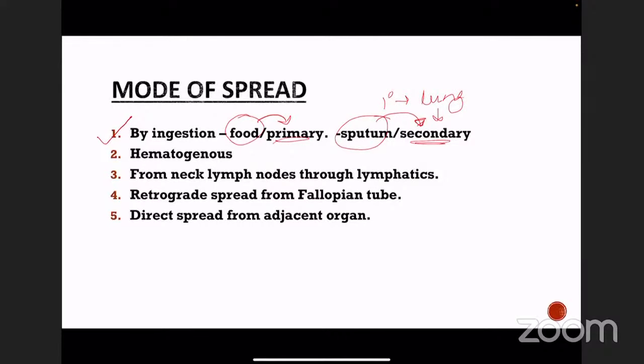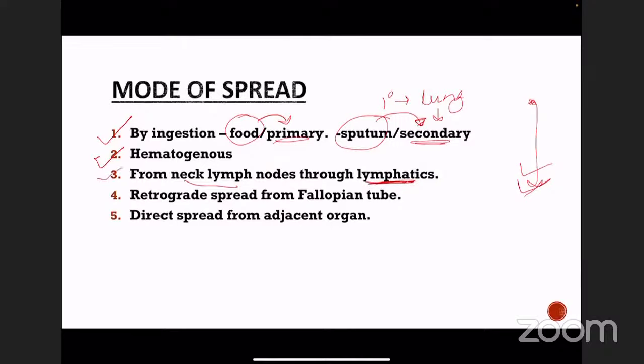The other is the hematogenous route. As I have said before, this M. tuberculosis goes from the lung to the abdominal organs, viscera, through the hematogenous route. So that was the second type. Another is the neck lymph node. As I have shown in previous slides, there is some infection in the neck and it goes through the lymphatics to the mesenteric lymph nodes or any lymph nodes in the body. So that is the third route, through the lymphatics.